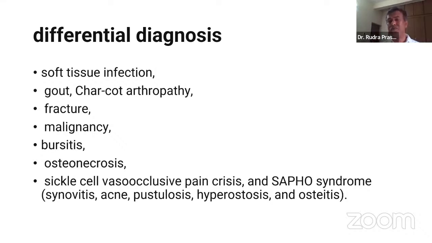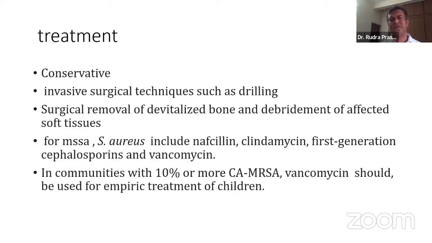And then malignancy: lymphomas and leukemias are quite common in children and present like an infection. I have seen so many cases where these leukemia patients were presenting like acute osteomyelitis. So one should remember the differential diagnosis.